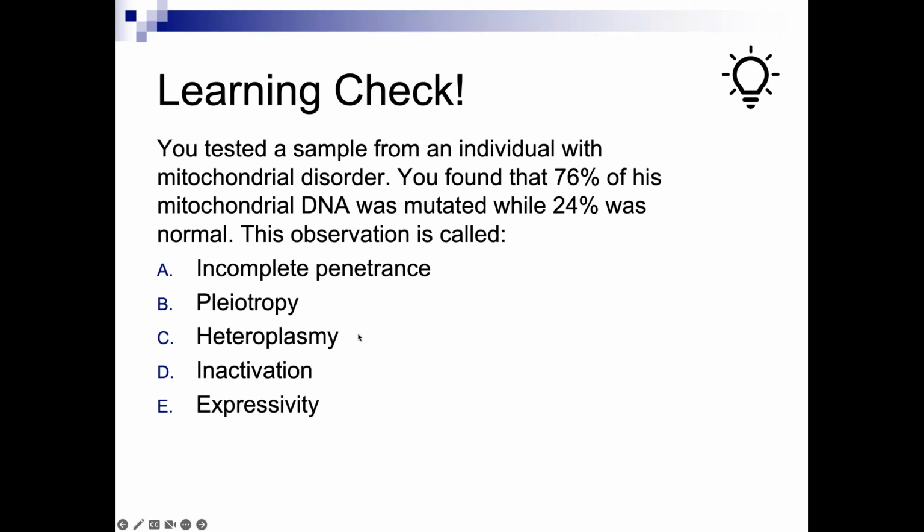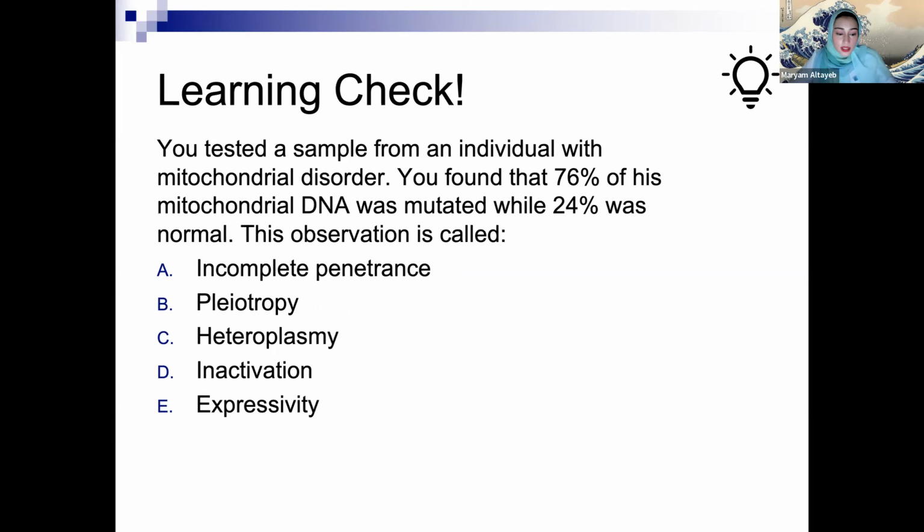And so the answer isn't pleiotropy, because remember, pleiotropy talks about when it manifests in different organ systems. Inactivation is when one copy is working and another is not. And expressivity is, remember, the spectrum within a specific clinical manifestation, like neurofibromatosis. Remember how some people can only have one spot and other people can have their entire body full of these skin lesions.